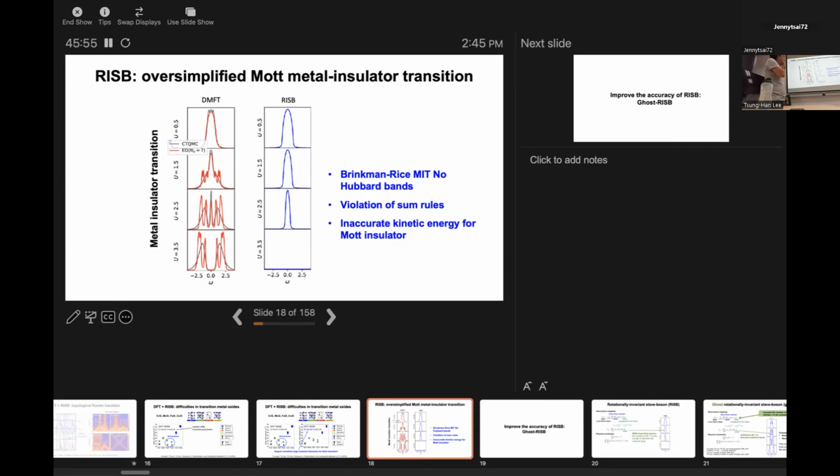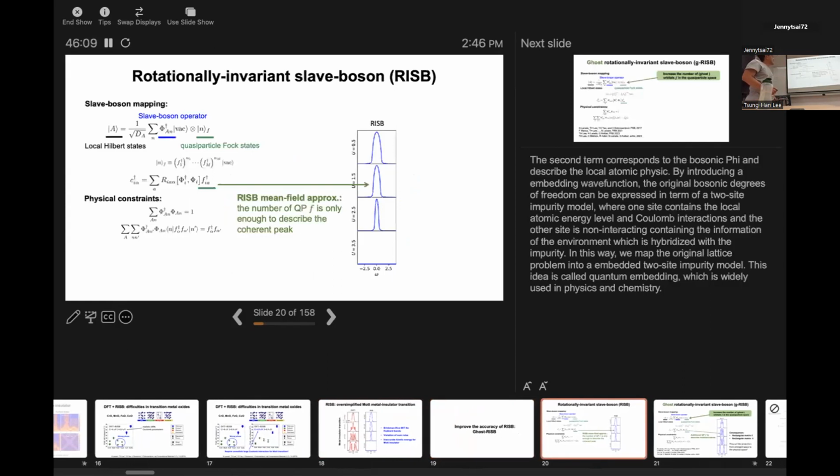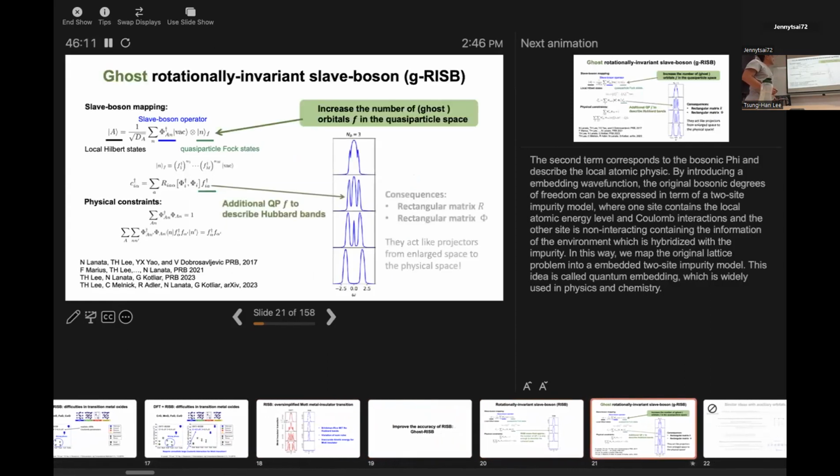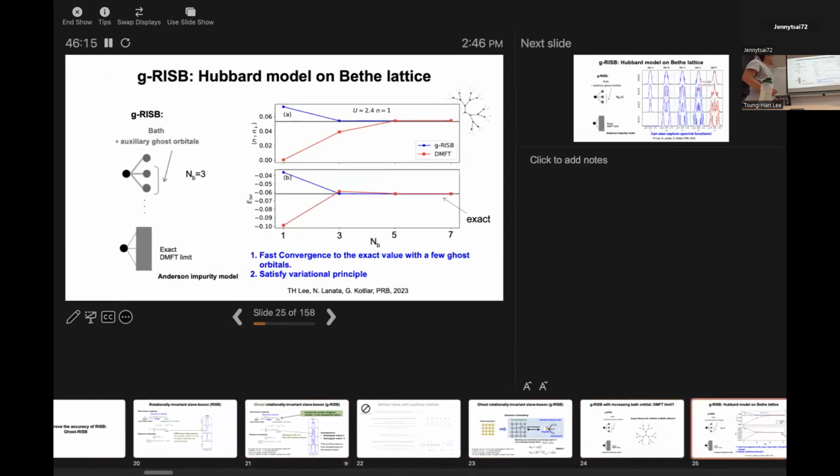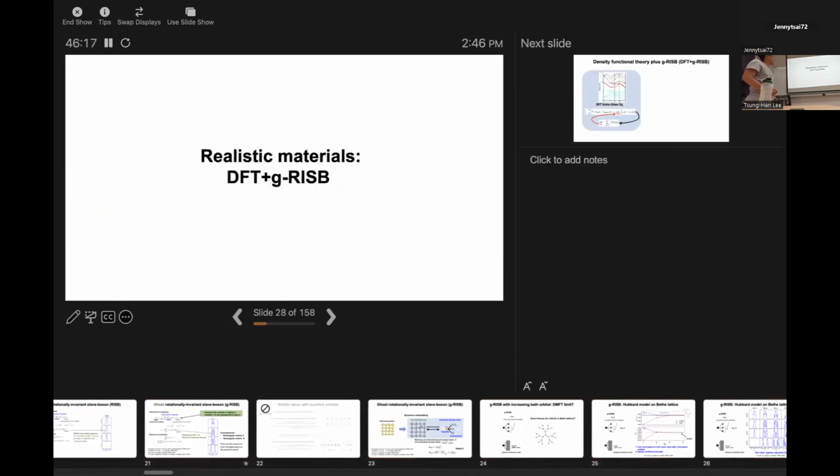I see. So my first guess was that something with the fermions is not quite right. But then I don't see how adding more local fermionic orbitals will affect it. Yeah. So this part I am not quite sure. I have to think about it.